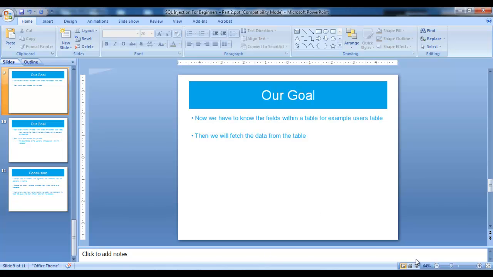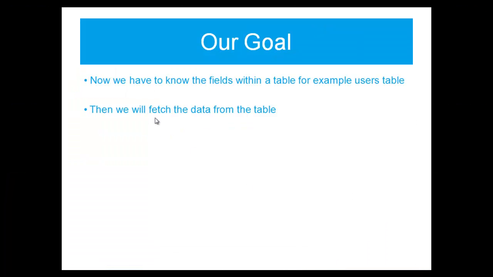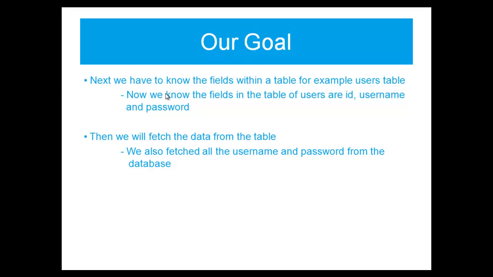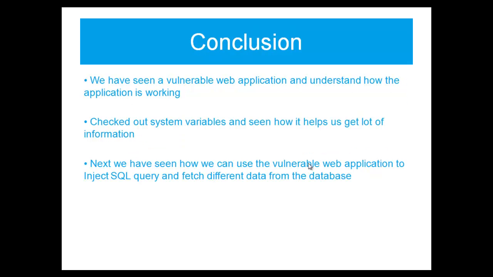So let's move on to our presentation. Now we know the fields in the users table are ID, username and password, and we also fetched all the usernames and passwords from the database. So we have seen a vulnerable web application and understood how the application works, checked out the system variables and seen how they help us get a lot of information. We have seen how we can use the vulnerable web application to inject SQL queries and fetch different data from the database.